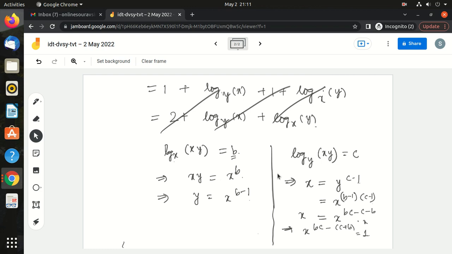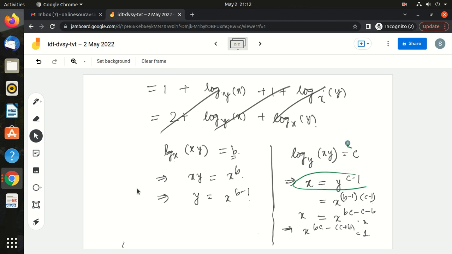This means xy equals x to the power b, and that means y equals x to the power... You just divide by x on both sides. So you get y equals x to the power b minus 1. So you do the same thing here.